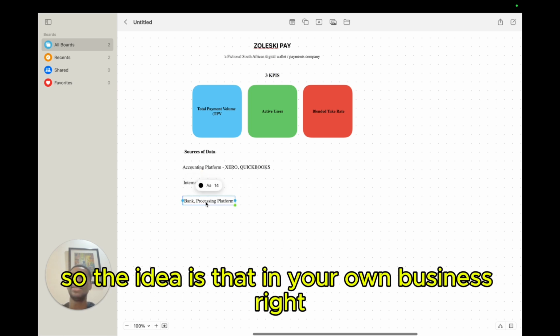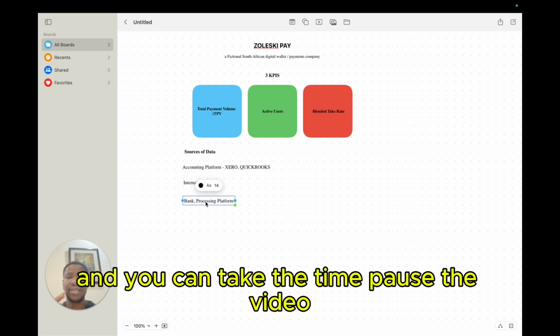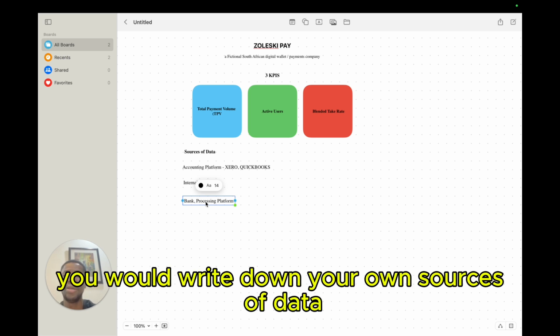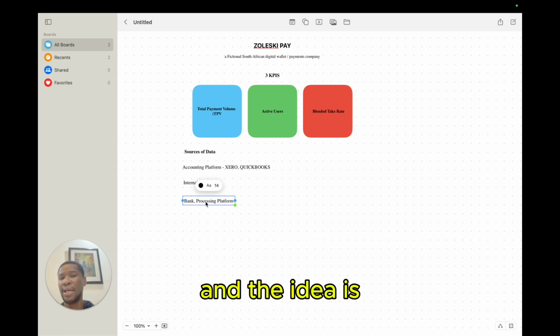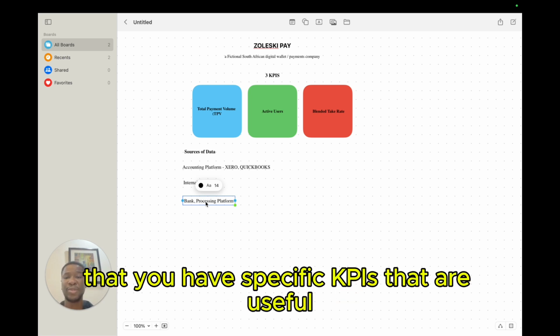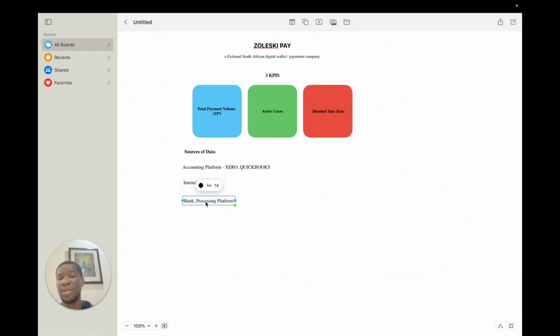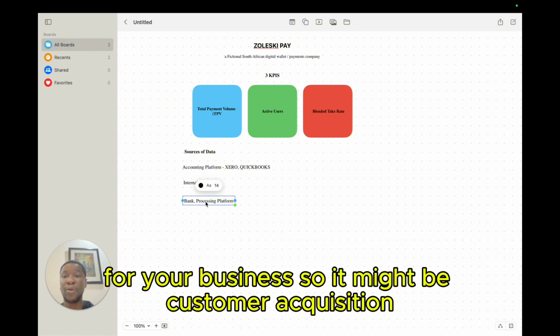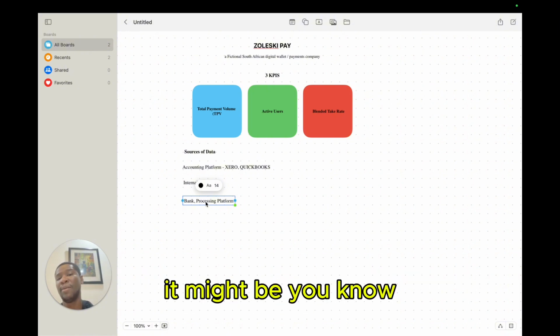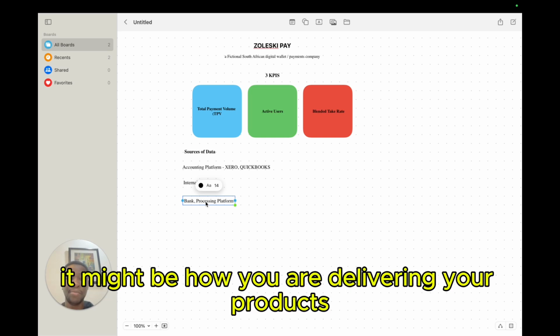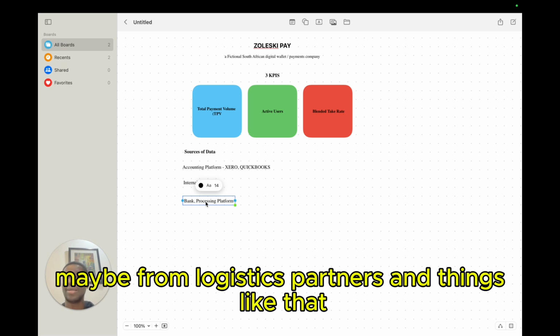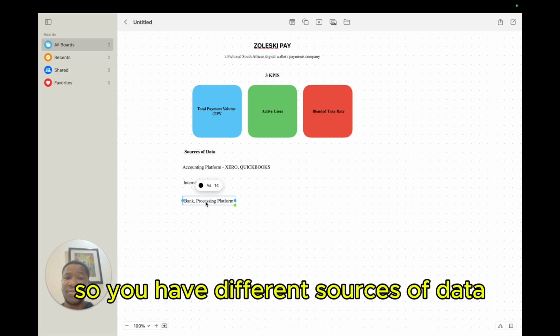So the idea is that in your own business, right, and you can take the time, pause the video, you would write down your own sources of data. So you're doing business, you are acquiring data. And the idea is that you have specific KPIs that are useful for your business. So it might be customer acquisition, it might be lead generation, how you're running ads. It might be how you are delivering your products, maybe from logistics partners and things like that. So you have different sources of data.